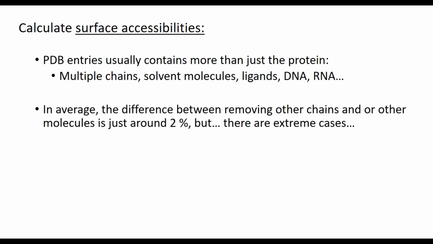So yeah, depending on if we take into account other molecules or other chains in the structure, we're going to have different surface accessibilities. But on average, we saw in this case that, taking all the sites that we quantify, the difference between removing all other things that are not our protein and having whatever is there is just about 2% in the value. But there are extreme cases like this one.